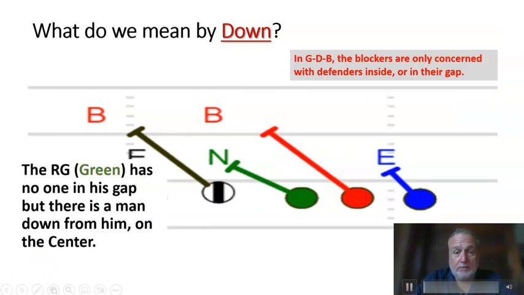All right, what do we mean by down? Gap down backer again, line. The blockers are only concerned with the defenders inside or in their gap. Again, we talked about it right here. The right guard, green, has no one in his gap, but there is a man down from him on the center. That's who he's got. Nothing in the gap. Man is down. That's who you got.